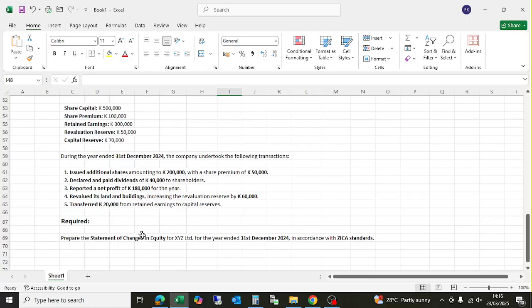Now they're saying prepare the statement of changes in equity for XYZ Limited for the year ended 31st December 2024 in accordance with Zika standards. So this is our question. This is the question that we want to solve today.